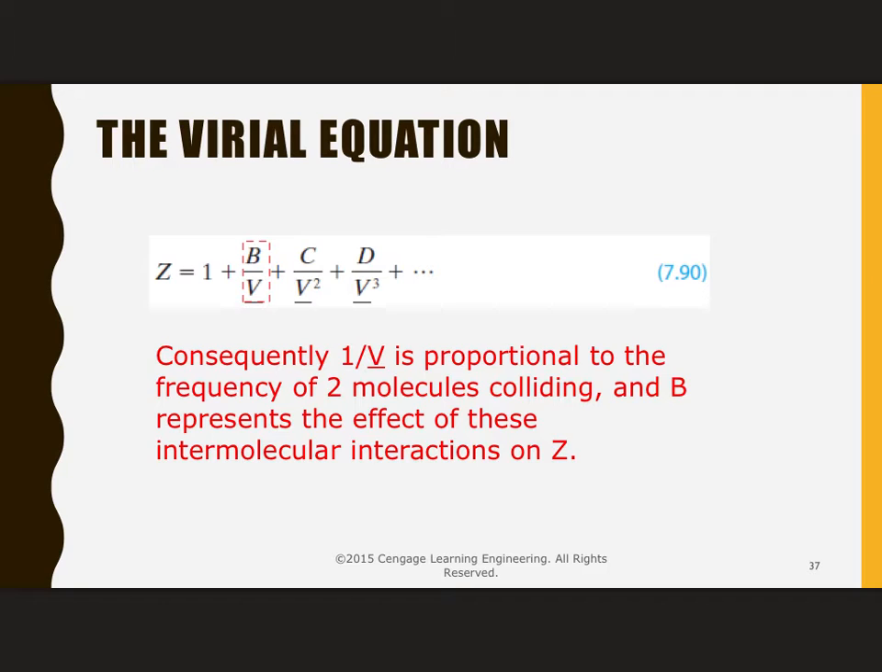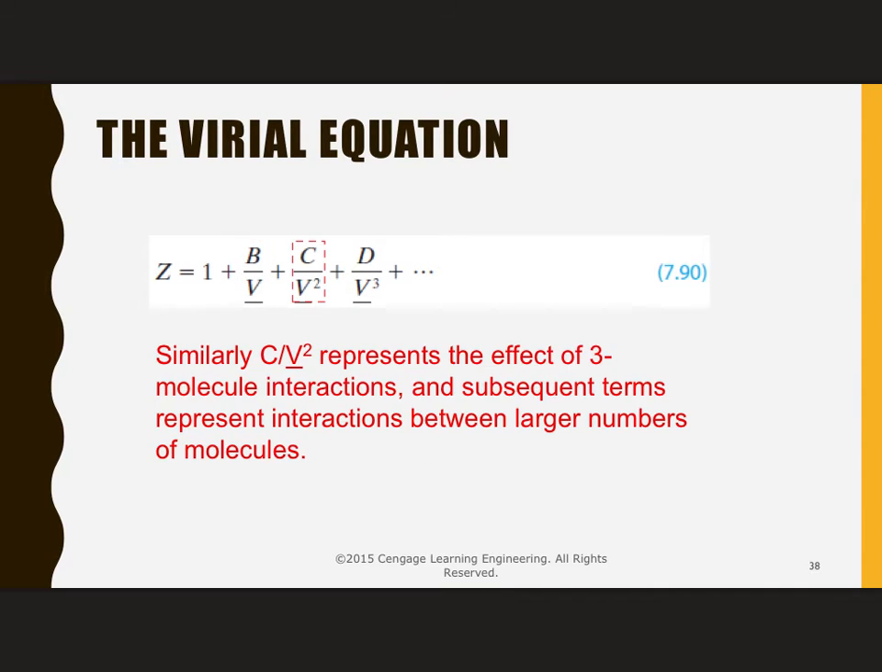So that 1 over V is going to be proportional to the frequency of any two molecules colliding, and B, the coefficient, is going to represent the effect of those intermolecular interactions on the Z value. So the frequency is the 1 over V. The magnitude of that interaction is going to be the B, and that will vary depending on the substance. C over V squared is going to be quite similar. It's going to represent the effect of 3 molecules interacting. D is going to represent 4, and so forth.